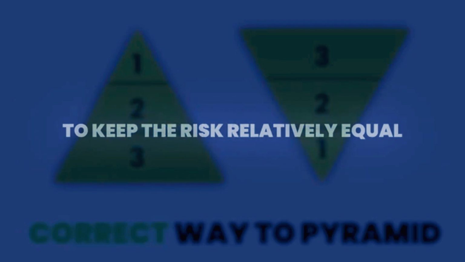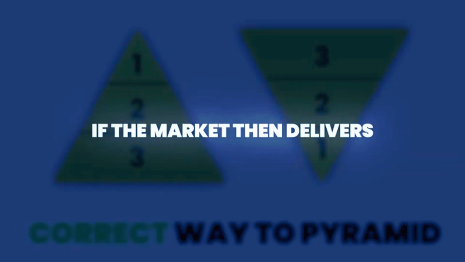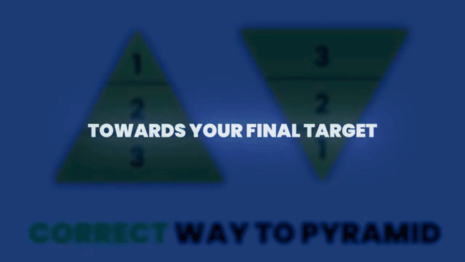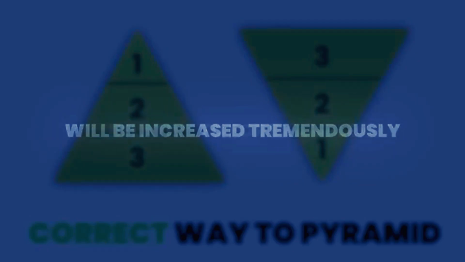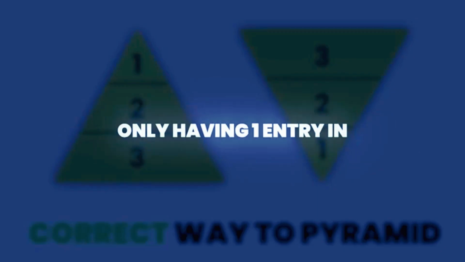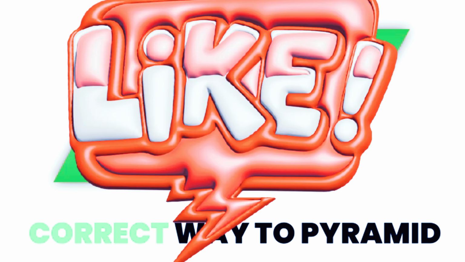And that is the goal, to keep the risk relatively equal as long as the analysis that you have created is playing out. If the market then delivers towards your final target, the profit behind the position will be increased tremendously relative to, for example, only having 1 entry in. Remember, if you're completely new to trading, this is an advanced method of entering. So therefore, stick to 1 entry. But if you're more advanced already and you have more experience, you can look into pyramiding on demo accounts at first.